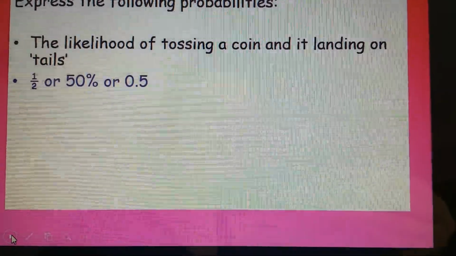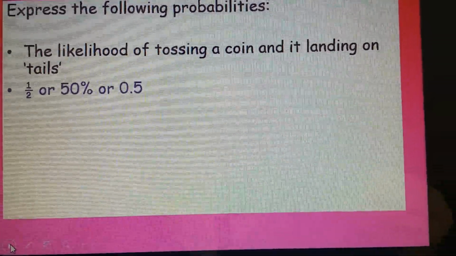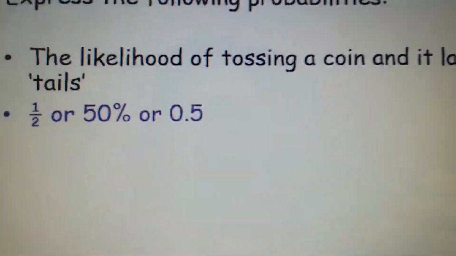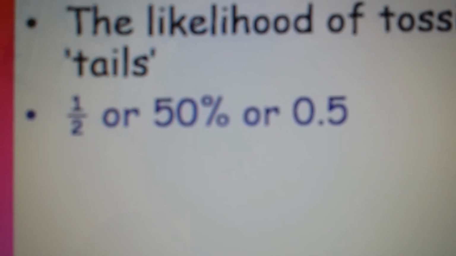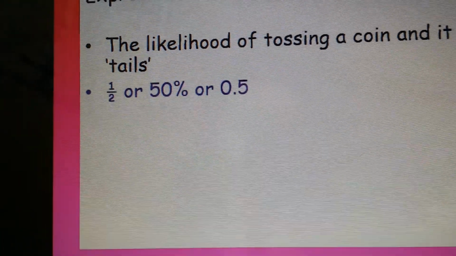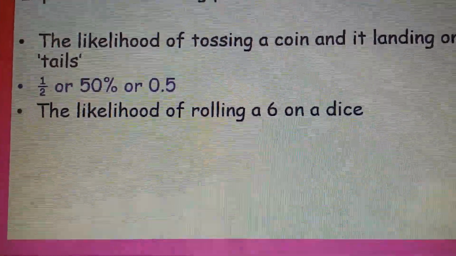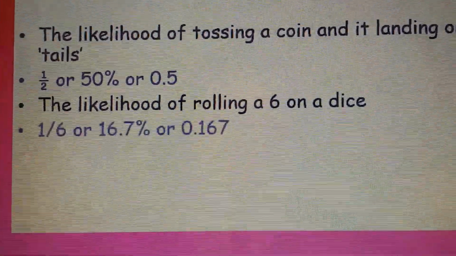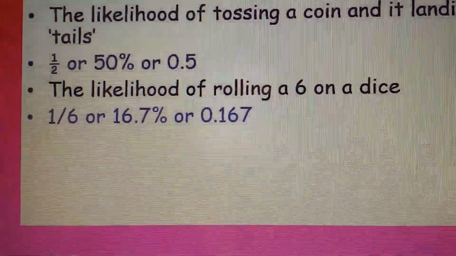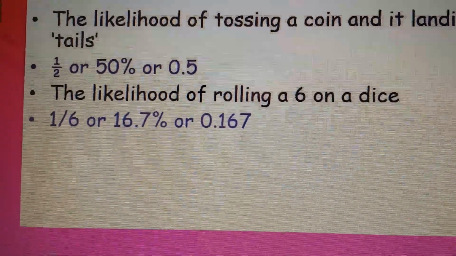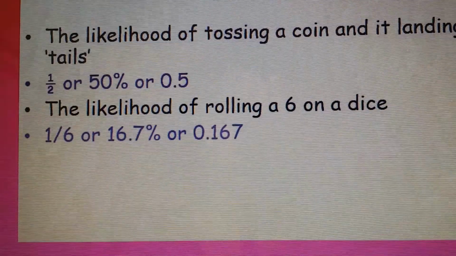So the likelihood of tossing a coin and it landing on tails is 1/2, 50%, or 0.5. Remember in the exam to always make a fraction as small as possible. The likelihood of rolling a 6 on a dice is 1/6. This would be 16.7% or 0.167. Again, try to express a fraction as low as possible.